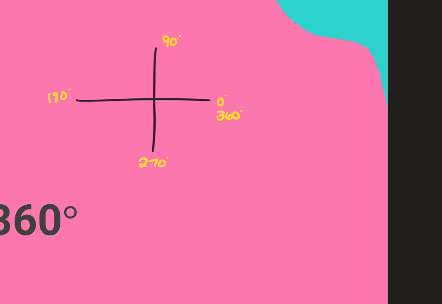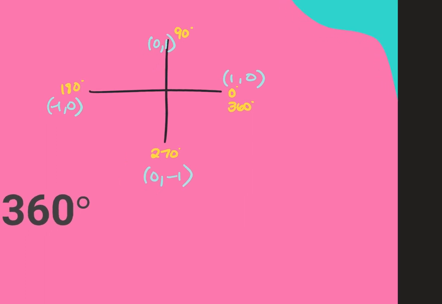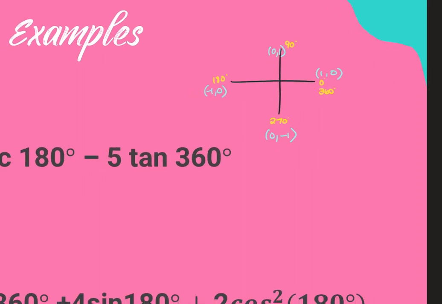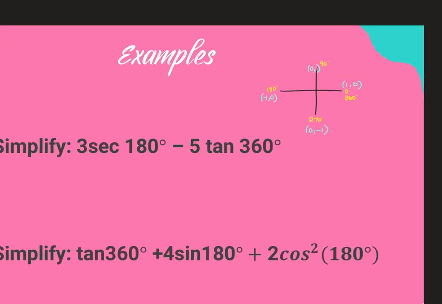The coordinate points at these are 1, 0 because you moved to the right one, 0, 1 because you went up 1, negative 1, 0 because you went left 1, and 0, negative 1 because you went down 1. It's imperative that you know your quadrant angles, because from here, we're going to use those values to plug in here.